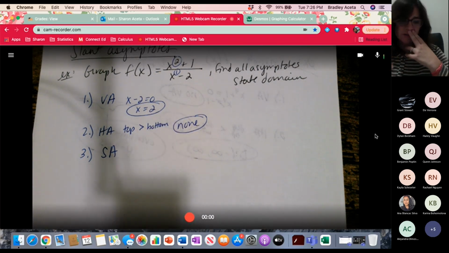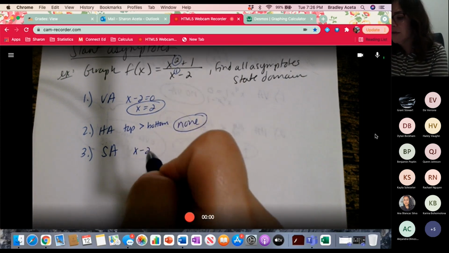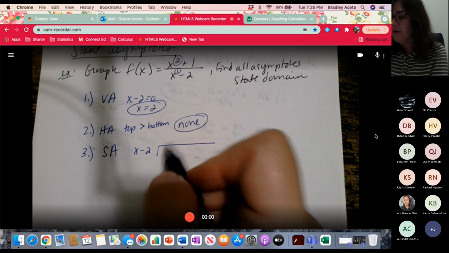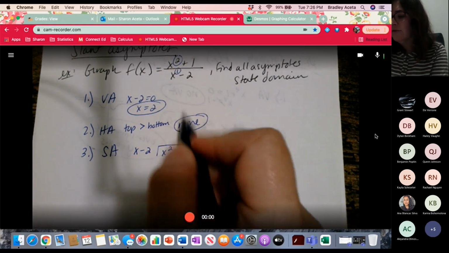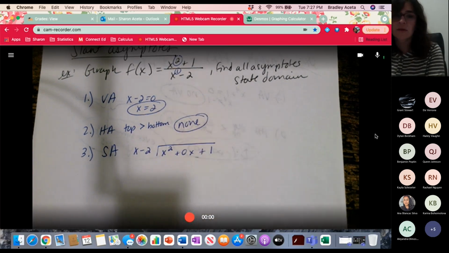I'll show you how to do this one synthetically in a minute, but pretty much you take your bottom, x minus 2, and we're going to long divide it into x squared. I don't have an x term, so I'm going to have to put 0x and then plus 1.